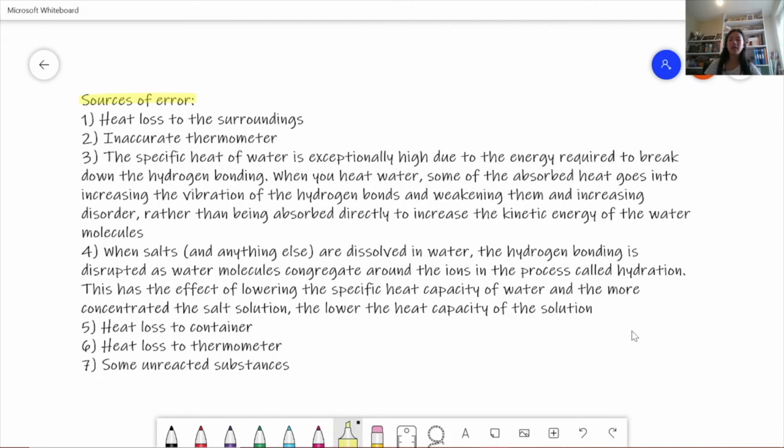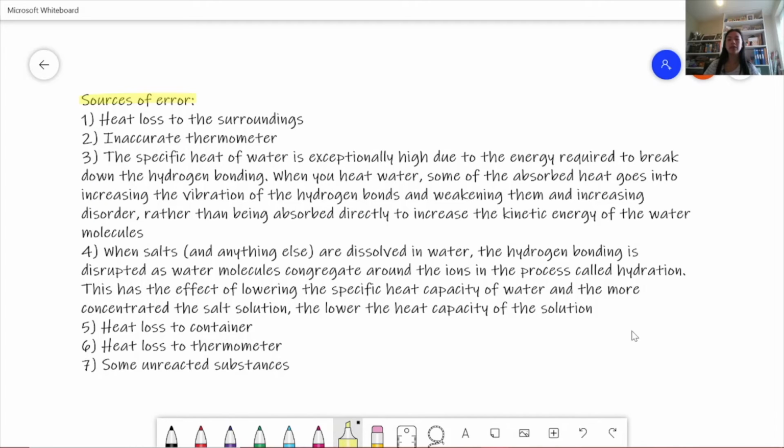The second is an inaccurate thermometer. So if it's inaccurate, then it's very unlikely to be measuring the actual temperature of the water at specific times. So it might be like 0.2 degrees out, which can be quite a lot. It can really throw your data.